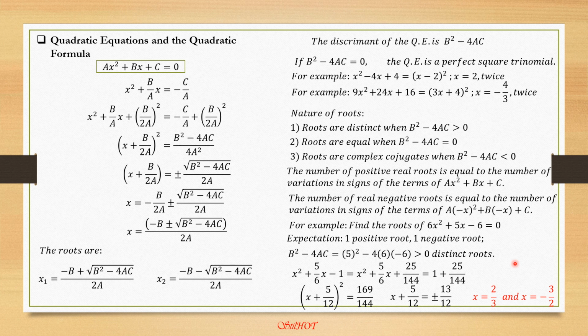Another way is to use the quadratic formula. Take note that the square root of the discriminant is 13. So b is 5. Negative of 5 plus 13 is 8, divided by 2 times a, which is 6. 2 times 6 is 12. So 8 over 12 is 2/3. Then the other root, negative 5 minus 13, negative 18, divided by 12. Negative 18 over 12 is negative 3/2. So that's the other way of getting the roots of that quadratic equation.